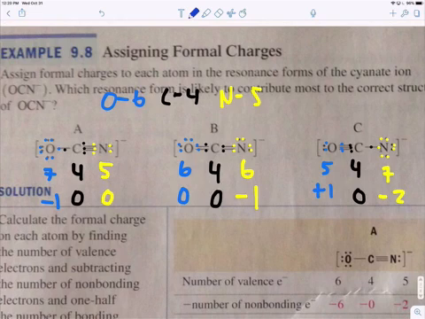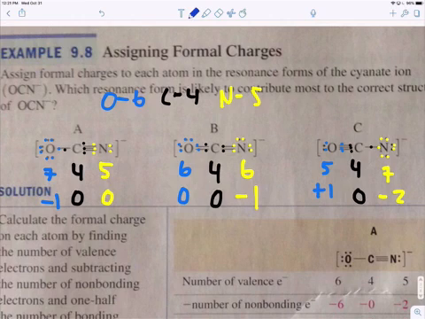And then here, option C, oxygen has 2 from lone pairs, 3 from bonding, so it has 5. It started with 6, so formal charge +1. Carbon, same, 4 bonding, starts with 4, formal charge 0. Nitrogen here has 6 from lone pairs, 1 from bonding, so it has 7, starts with 5, formal charge -2.